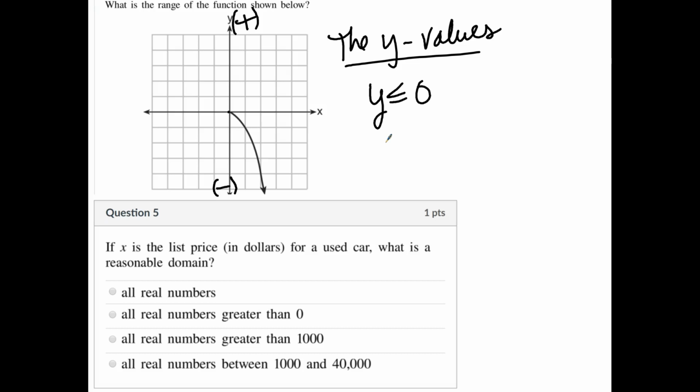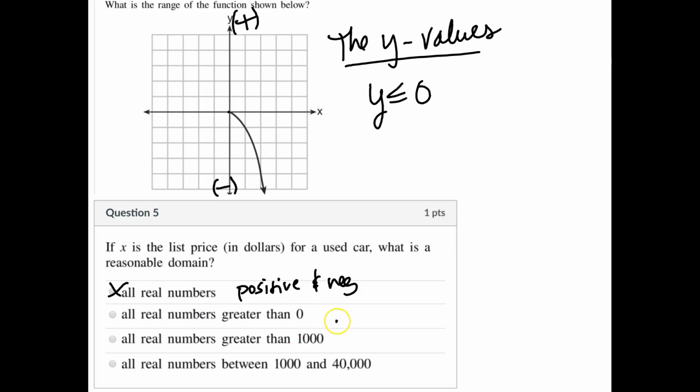If x is the list price in dollars for a used car, what is a reasonable domain? X is the list price for a car. It won't be all real numbers. All real numbers represents positive and negative numbers. That's out. It won't be all real numbers greater than 0 either.